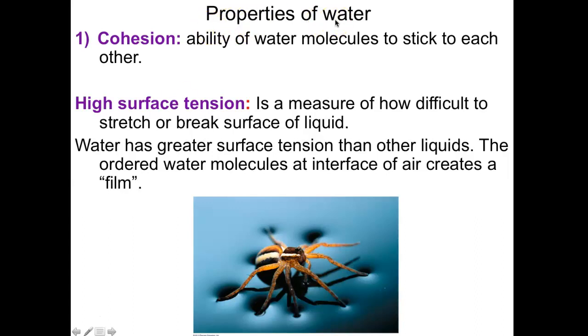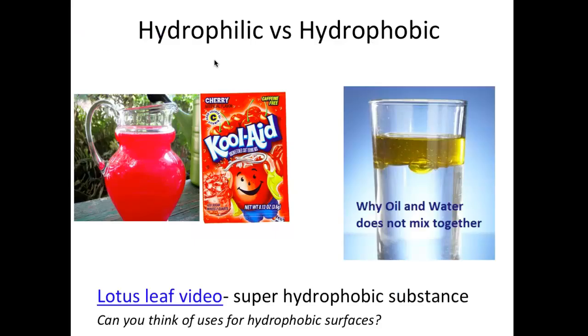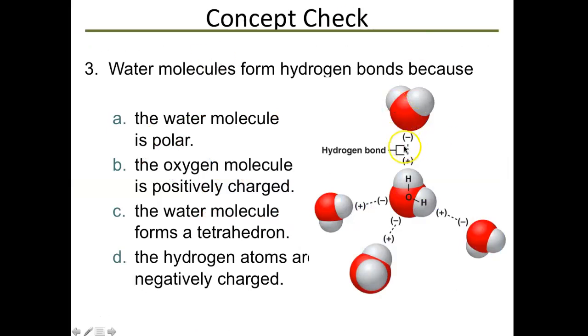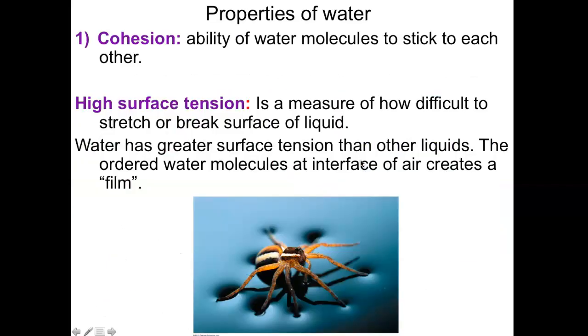So here are some properties of water that make it special. Number one is cohesion. Cohesion is the ability of water molecules to stick to each other. Why do water molecules stick to each other? Well, we just talked about that. It's because of the hydrogen bonds that form between water molecules. If you have a lot of water, it's sticky. They stick to each other because of hydrogen bonding.